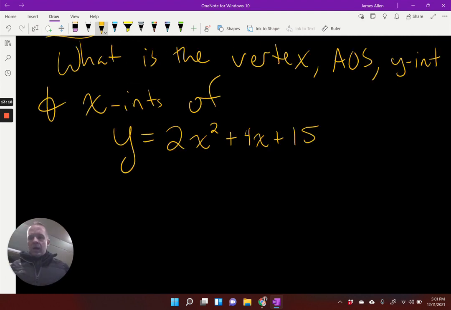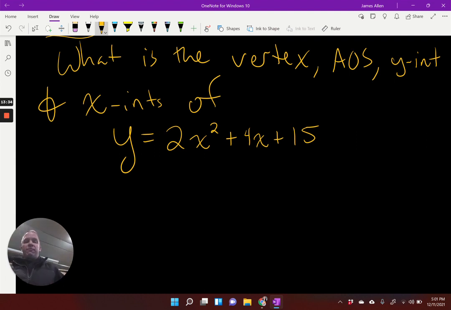I got one. All right, here we go. Big old loaded question here. What is the vertex, axis of symmetry, y-intercept, and x-intercept of this quadratic equation? There's at least 4 questions I could ask here in a multiple choice problem, right? So let's get after it.